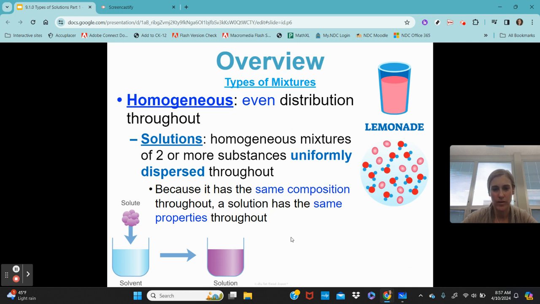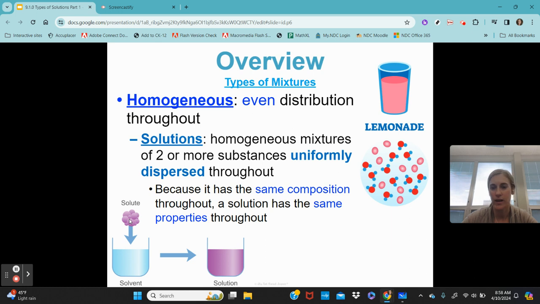We have two parts of our solution. We have what's called the solute and then the solvent. The solvent does the dissolving, the solute is what's being dissolved. So if you're talking about something that's an aqueous solution, water is going to be your solvent, and then whatever you're dissolving, say you're doing salt water, salt would be the solute.